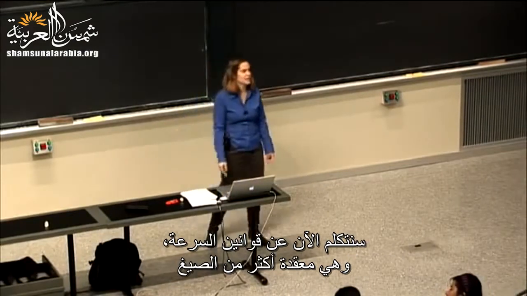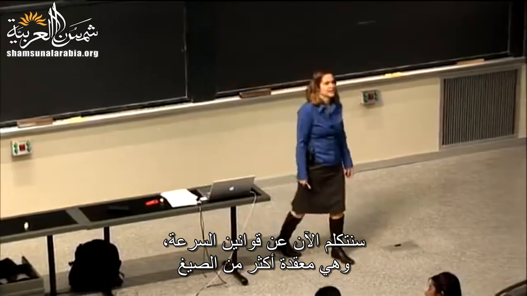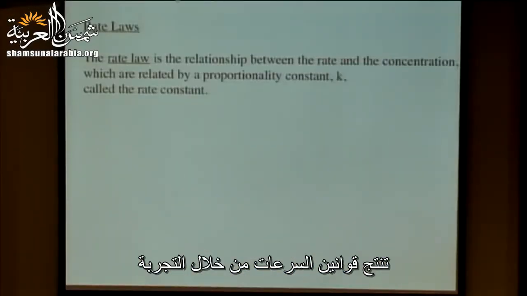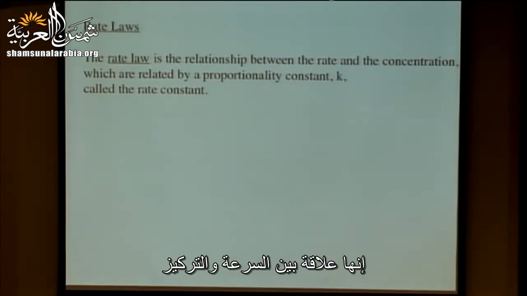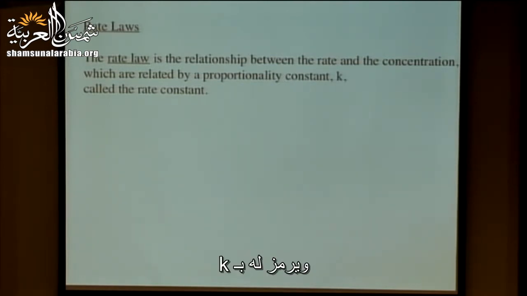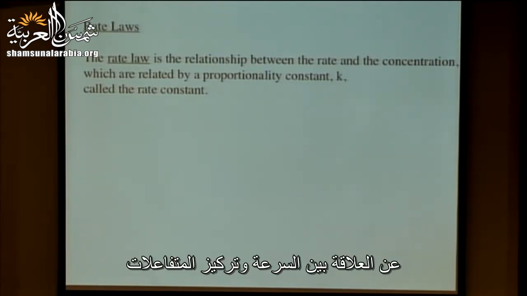All right, so now we're going to talk about rate laws, which are slightly more complicated than rate expressions. A rate law you come up with experimentally, and it's the relationship between the rate and the concentration. We're going to introduce a term called the rate constant, which is the small letter k. The rate constant tells you about the relationship between the rate and the concentration of your reactants in a reaction.